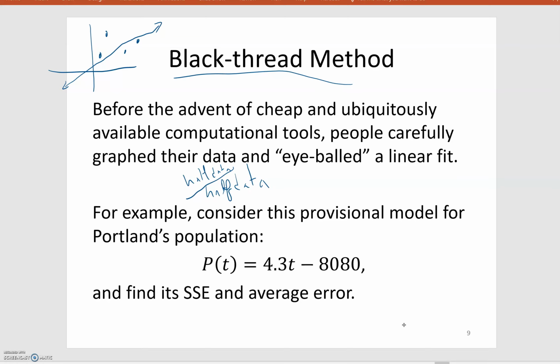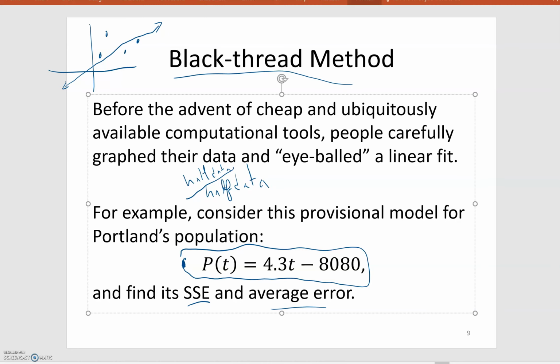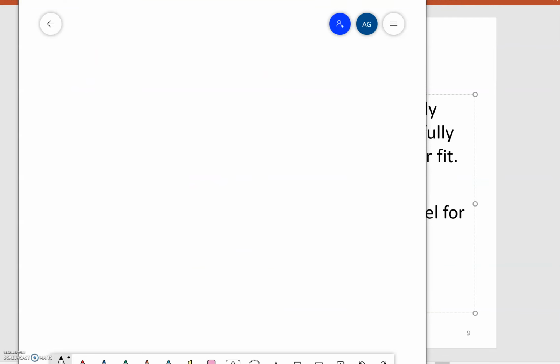Okay. So for the Portland population data, I came up with this black thread method derived model: P of t equals 4.3t minus 8080. Now what I want to talk about is let's find the sum of squared errors and the average error of this black thread method linear function. I'm going to go to my whiteboard and write some things down about the SSE.